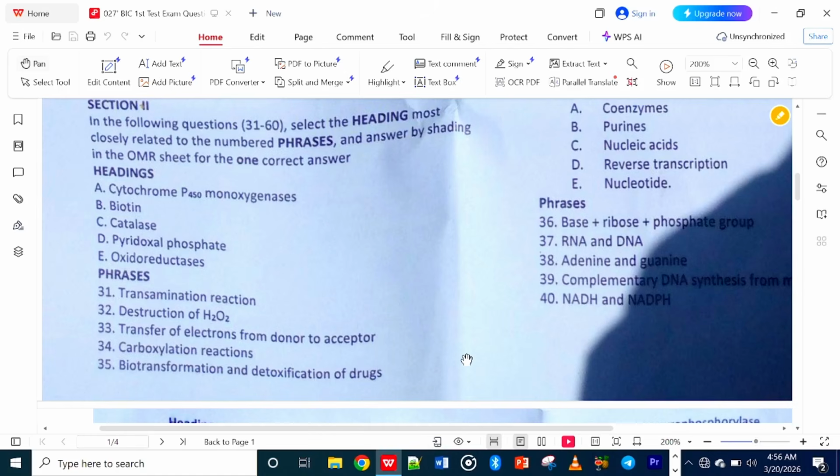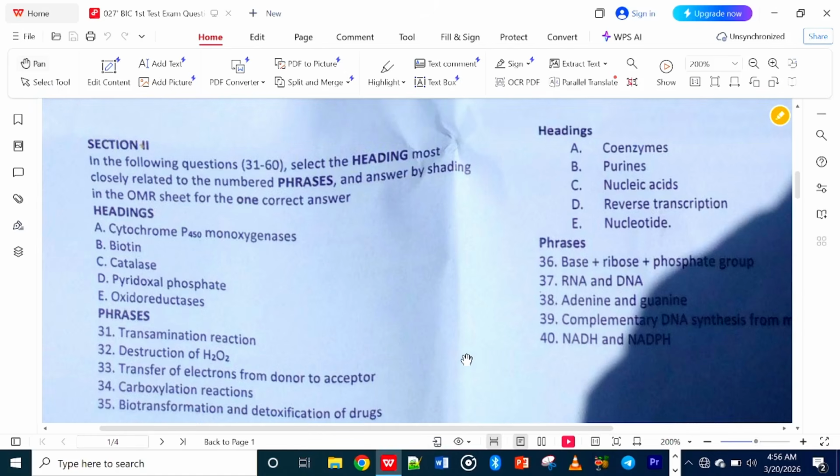So now you are going to pick, like, transamination reaction is what now? If you take a look at it now, the answer should be pyridoxal phosphate. That is a transamination reaction. That's what I think is the correct answer, but please don't judge me if I'm wrong.